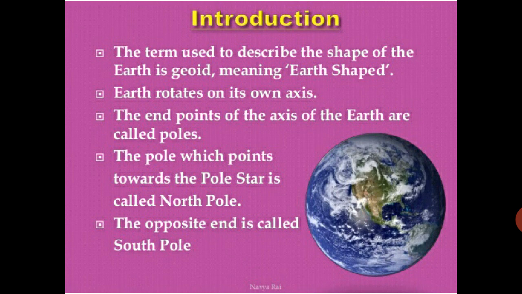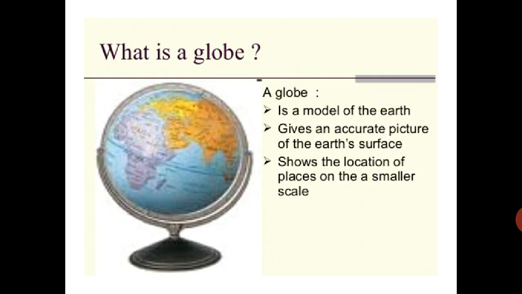The end points of the axis of the Earth are called poles. See, the top point and end point of the axis of the Earth are known as poles. The pole which points towards the pole star is called the North Pole, and the opposite end is called the South Pole, because the North Pole is always showing the north direction. So the pole that points towards the pole star is the North Pole and the opposite pole is known as the South Pole.